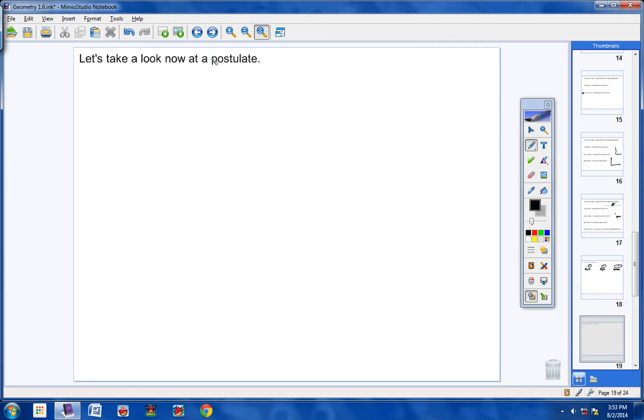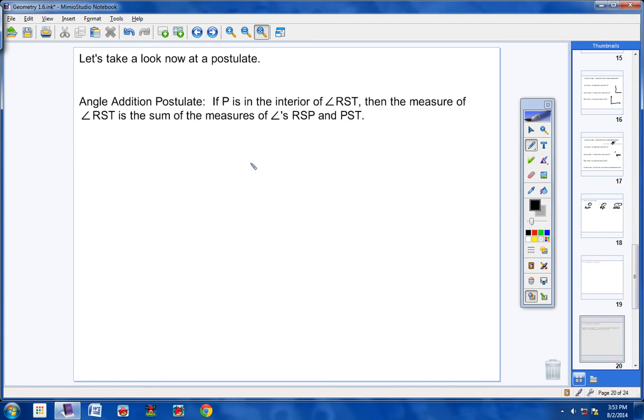Let's continue on. Now let's take a look at a postulate. It's going to sound really confusing, I want to warn you, and I want you to copy it down and just relax, don't worry about it, and then I'll explain to you really well what the postulate means. Okay, here it is. This is called the angle addition postulate, and it reads as follows. If P is in the interior of angle RST, then the measure of angle RST is the sum of the measures of angles RSP and PST.